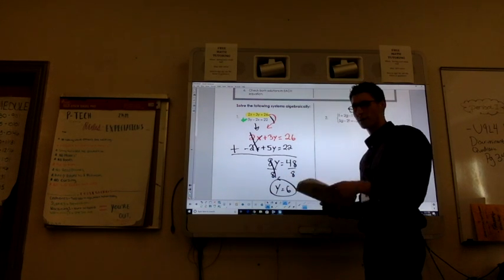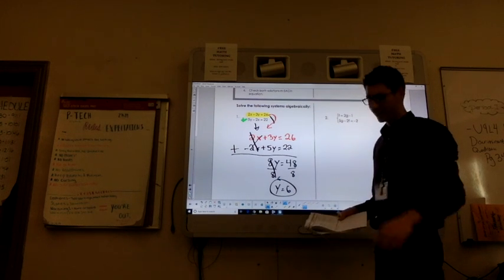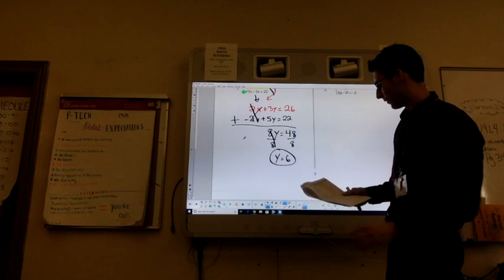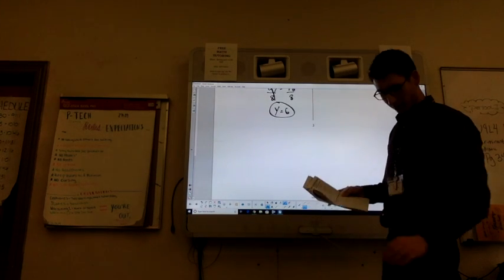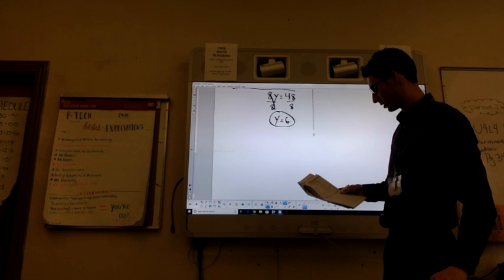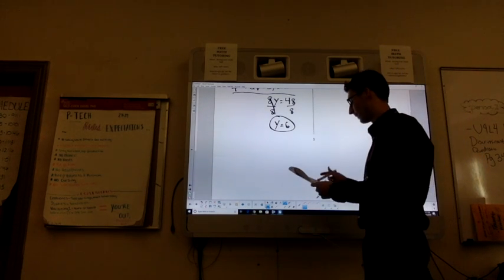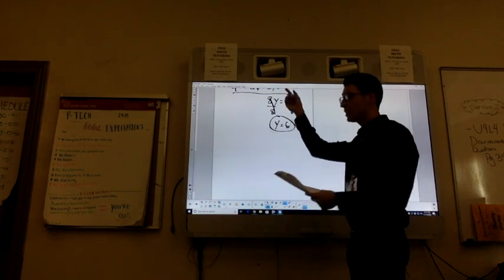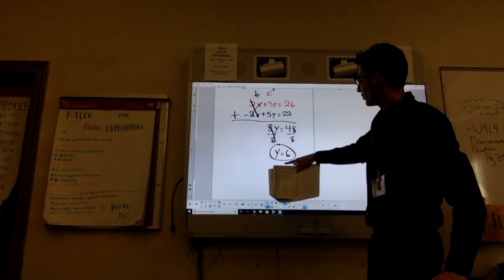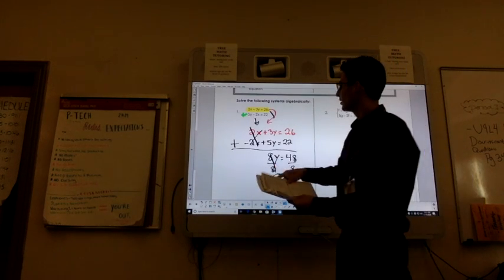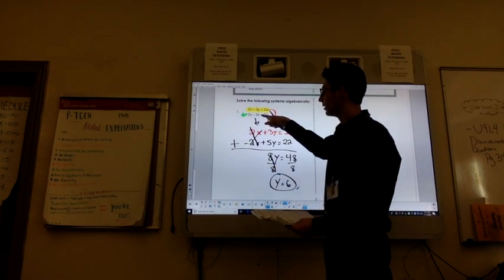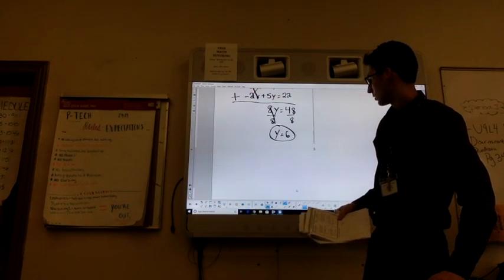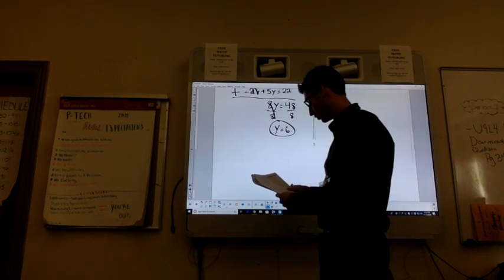But I'm not done. I only found one of my letters. I found y, and I still need to solve for x. And how do I do that? Well, if I look back at the steps, once I've found one variable, I go back and find the other by substituting that value into either equation. It doesn't matter which one. If I substitute y equals 6 into this one or this one, it's going to give me x back in either case. So let's just substitute it back in.